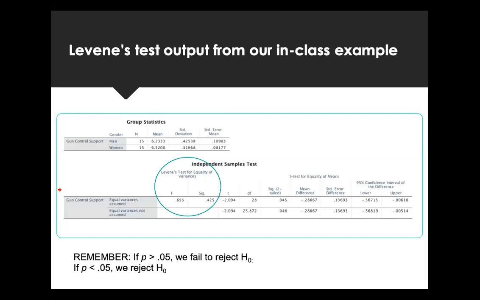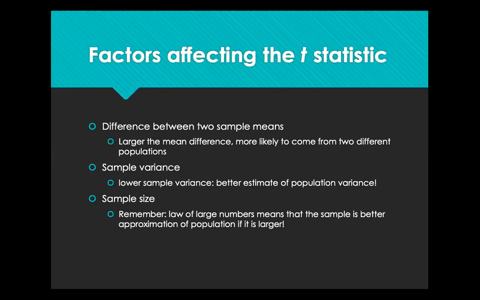Here is Levene's test output from our in-class example. This is what it would look like in the SPSS output. Now, factors affecting the t statistic: first, the difference between the two sample means. This is repetitive information from previous chapters. The larger the mean difference, the more likely they are to come from two different populations, right? If it's 1.1 and 1.2, that's not a big difference between the sample means. If it's 1 and 10, that's a larger difference, right? So the difference between the two sample means is one factor affecting the t statistic.